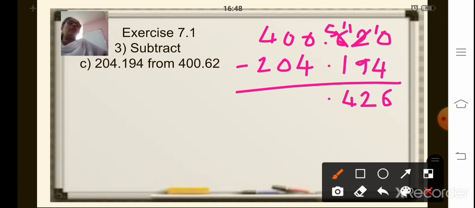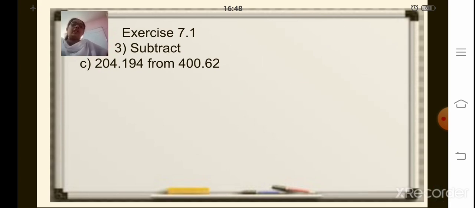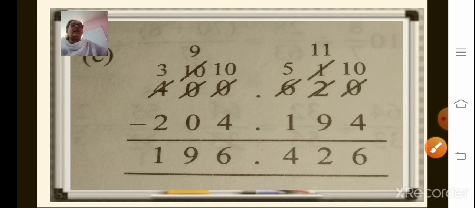Now from 0 you cannot subtract. Here also you don't have any number. So borrow from 4. When you borrow, this number will become 3. This number will become 10. Now from 10 you borrow 1. This will become 9 and this will become 10. Now 10 minus 4 is 6. 9 minus 0 is 9 and 3 minus 2 is 1. So your answer is 196.426.